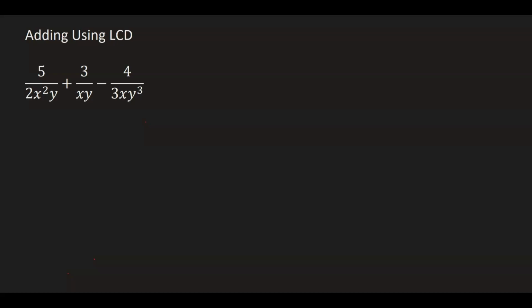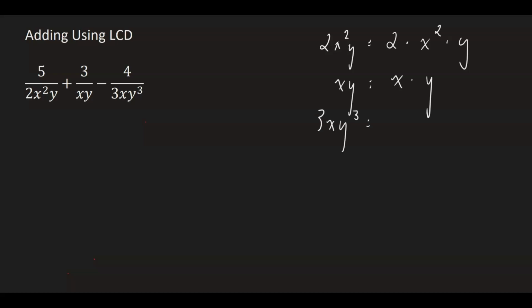And I want to find the lowest common denominator. If I take a look at the first one, 2x squared y. We have, so 2x squared y. 2 doesn't factor any lower down, so 2 times x squared times y. And xy, these ones aren't really going to split up much more. And 3xy cubed. 3 does not factor any lower, y cubed.